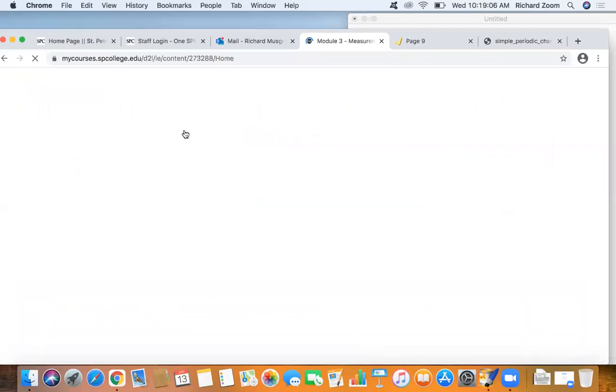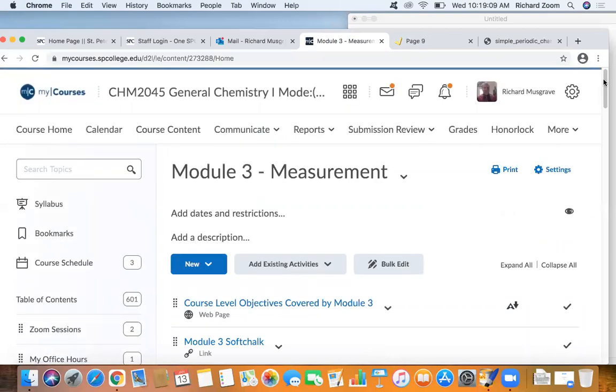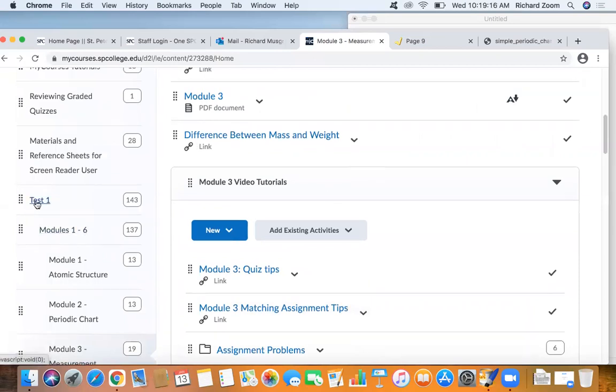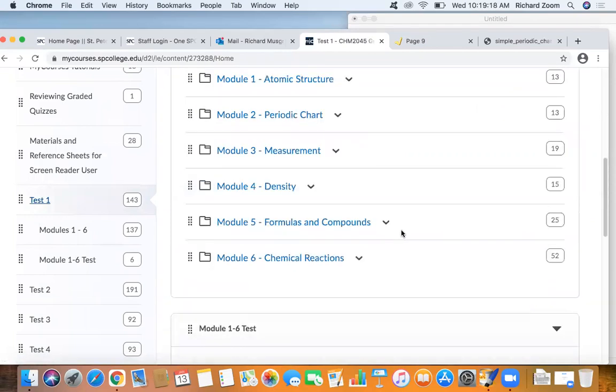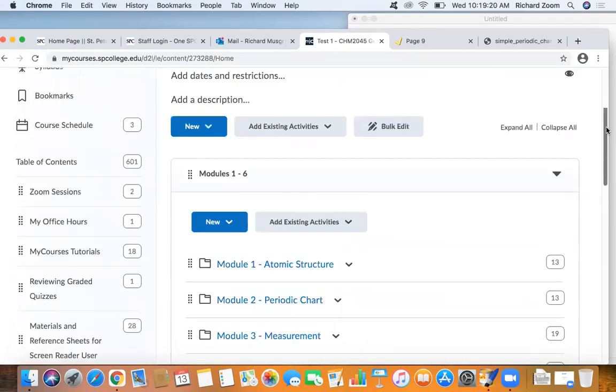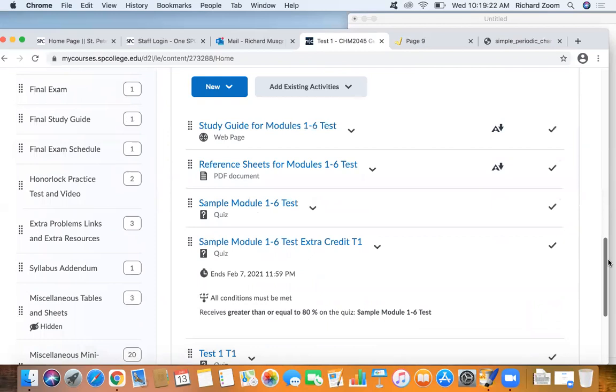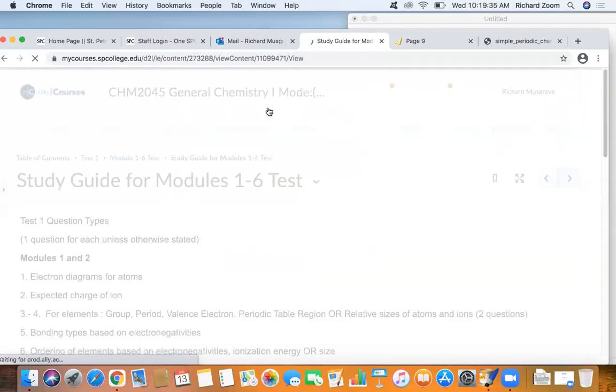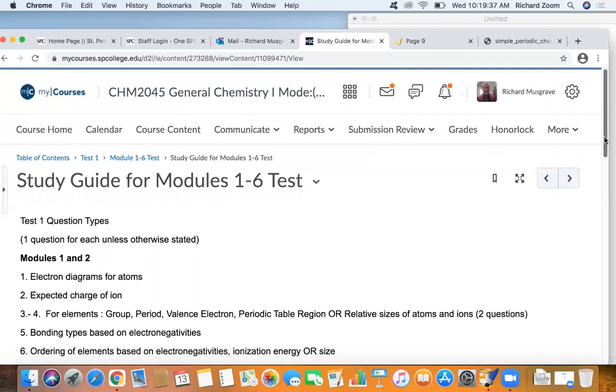All right, let's take a look at how that would look on the real test that you'll be taking. So what I'll do is I'll go over to the test one folder. And here is your sample module 1 to 6 test. Now, along with that, I have a study guide. So I wanted to point this out to you as well. So let me open the study guide here and you'll see exactly what is going on with that.